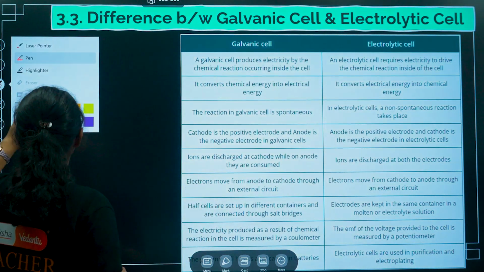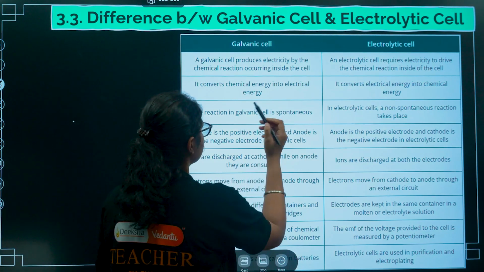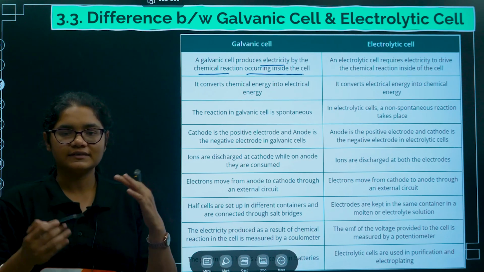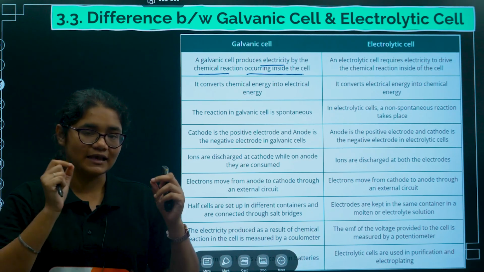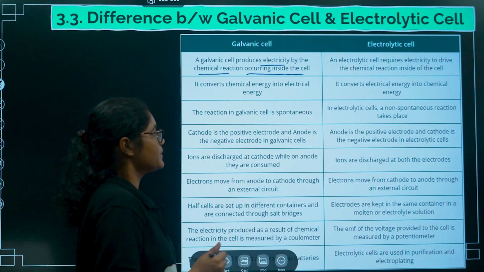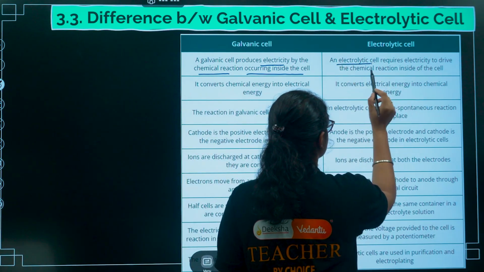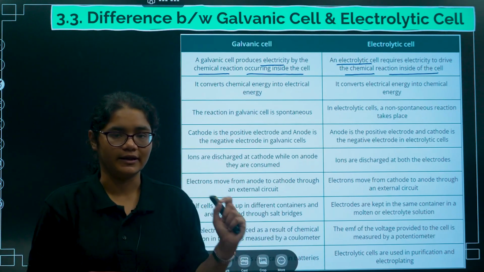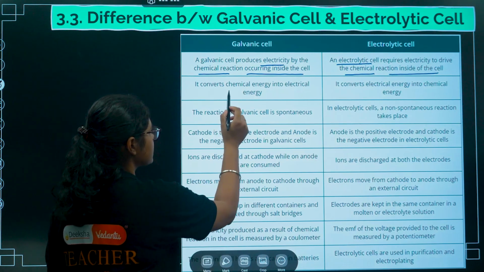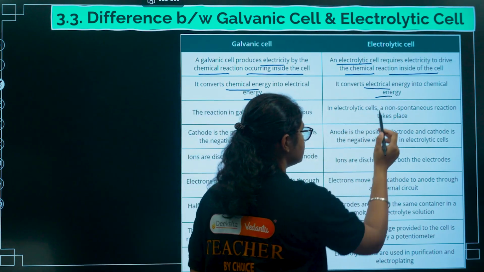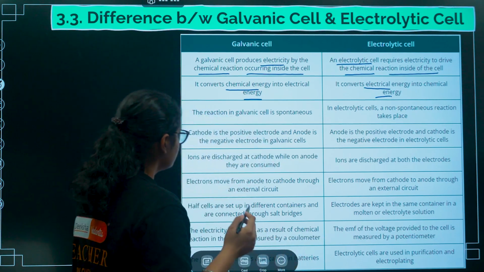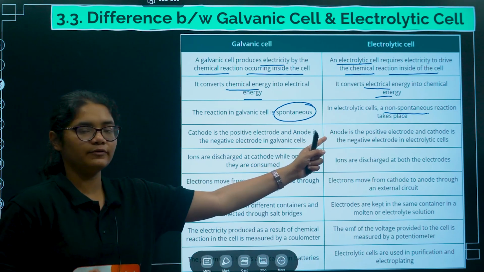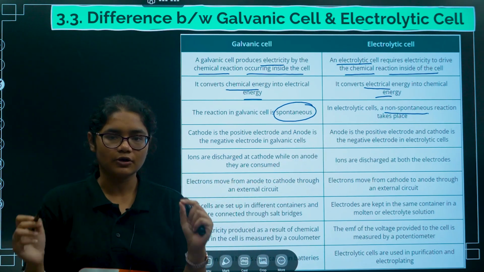Okay, so the first one: a galvanic cell produces electricity by the chemical reaction occurring inside the cell. So due to some chemical reaction, electricity is produced, that is, chemical energy is converted to electrical energy. And an electrolytic cell requires electricity to drive a chemical reaction inside the cell. So here electrical energy is converted to chemical energy. Now coming to the third point, the reaction in a galvanic cell is spontaneous and here it is non-spontaneous. Obviously we are supplying electrical energy in this case, so it will be non-spontaneous.